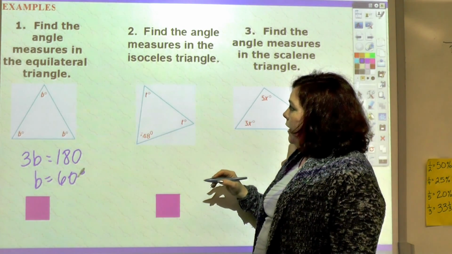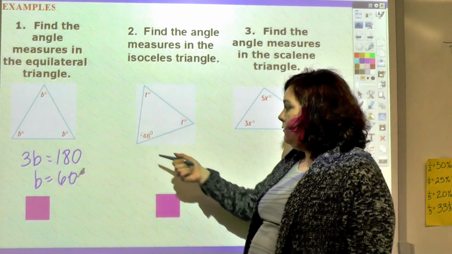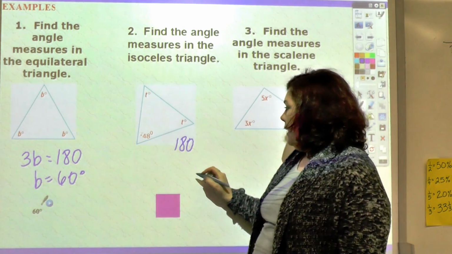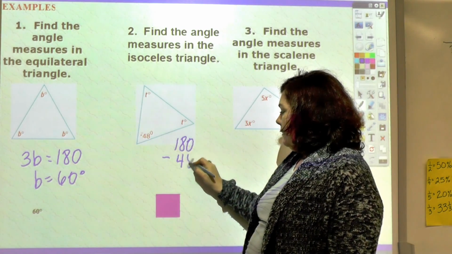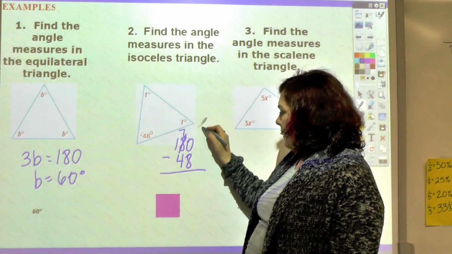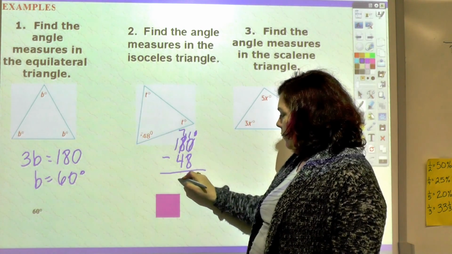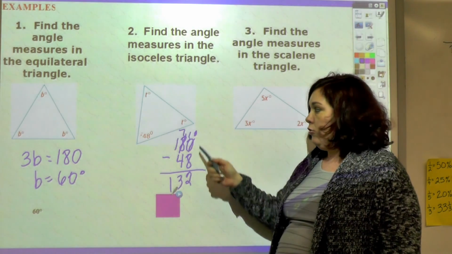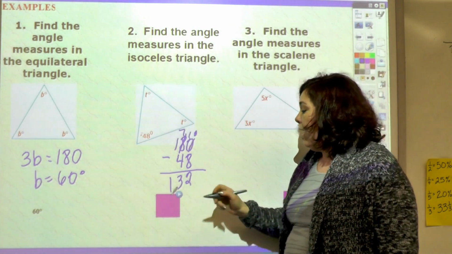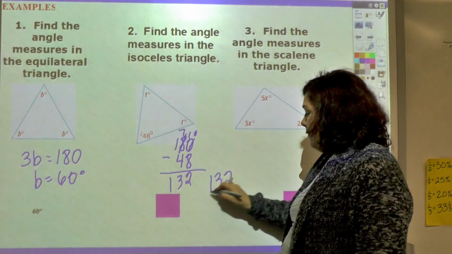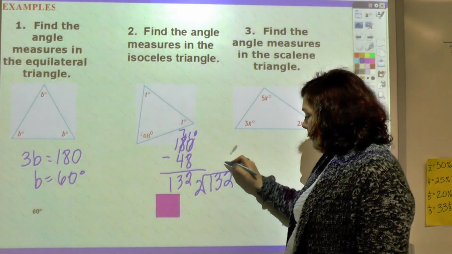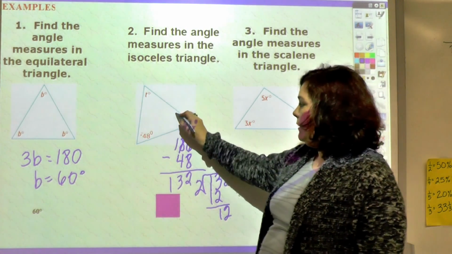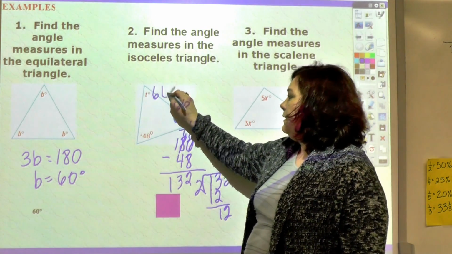Find the angles of the isosceles. So the way that you do this is you take 180 and subtract 48. And that's 132. Now, that 132 is the angle measure left for these two sides. So I have to divide that by 2. So that's going to be 66 degrees. So this is 66 degrees, and this is 66 degrees.